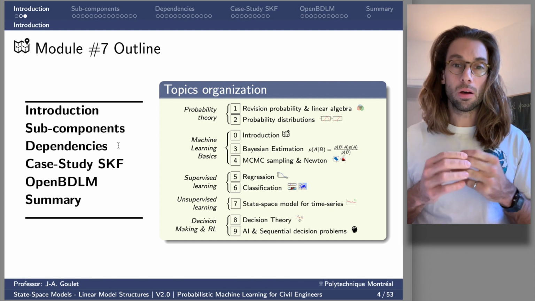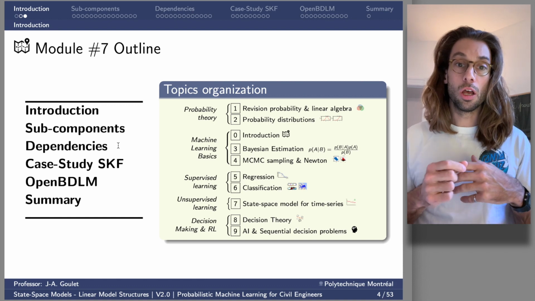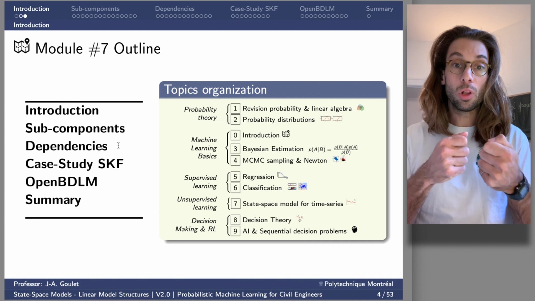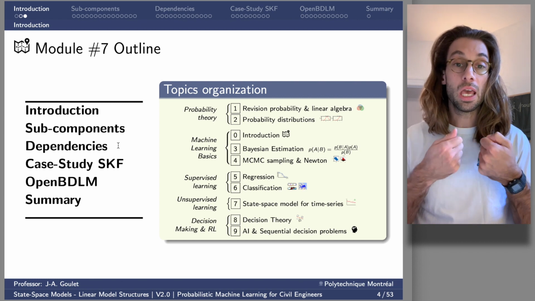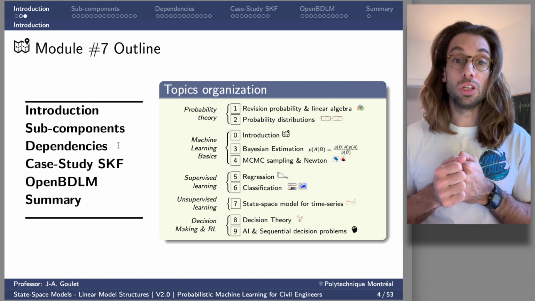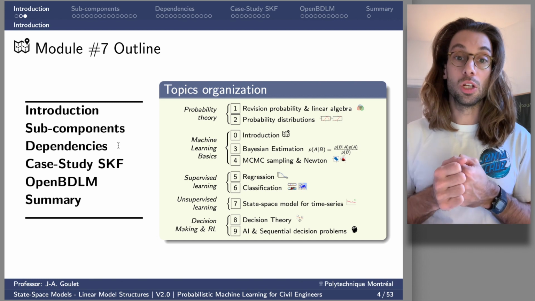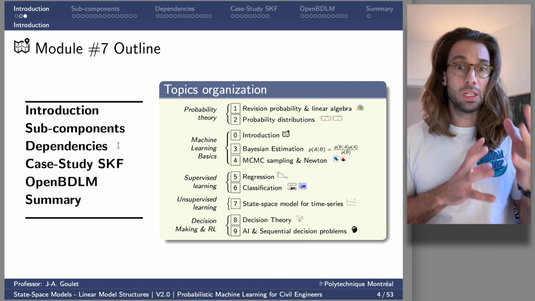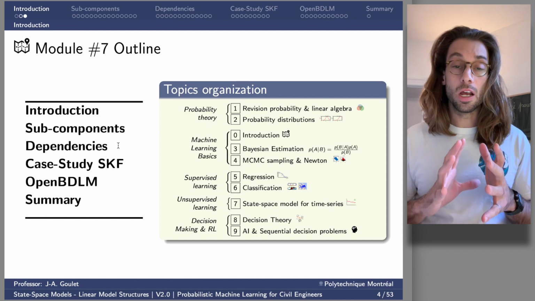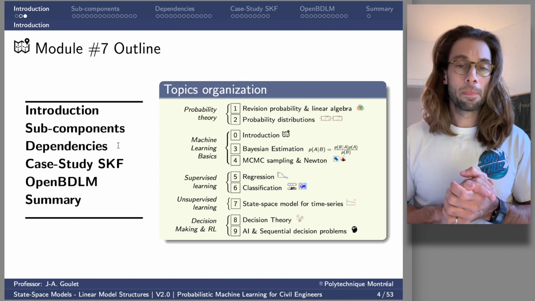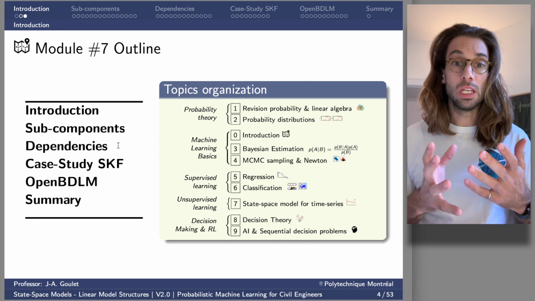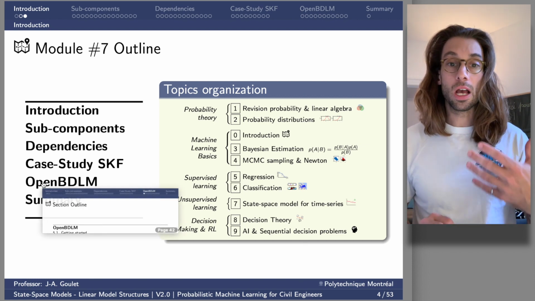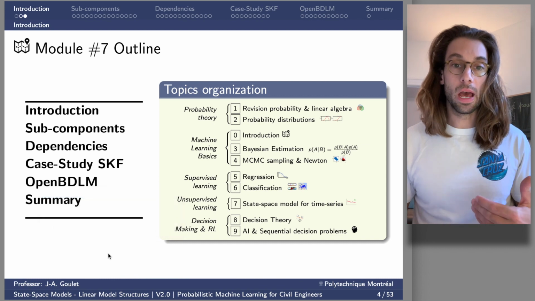How can we handle that in the state space model formulation? And then we're going to look at what is the special case for the regime switching, or the switching Kalman filter, when we have multiple dynamics that come into play in order to model a phenomenon? How can we do this with our same generic subcomponent? Then, once we realize how we can define all these subcomponents, how can we use the existing packages, in this case OpenBDLM, to make all that data processing automatic?